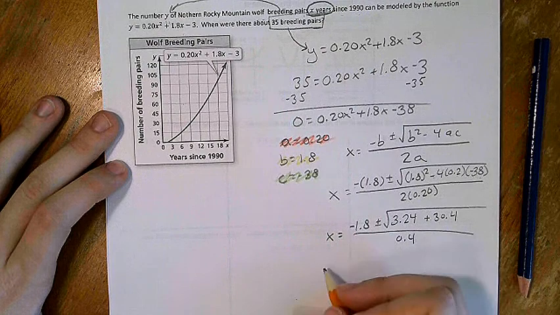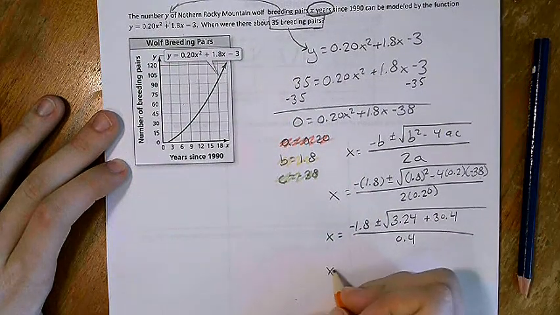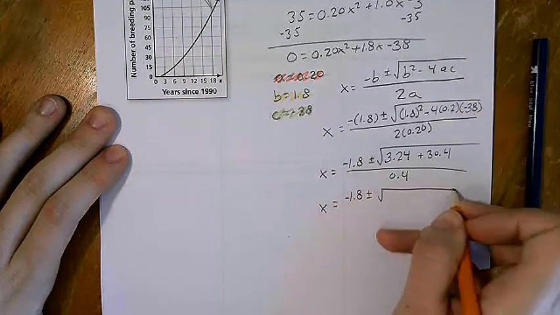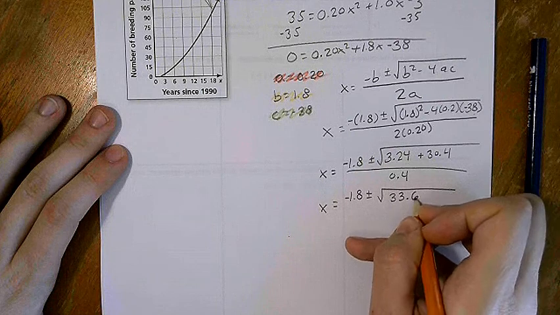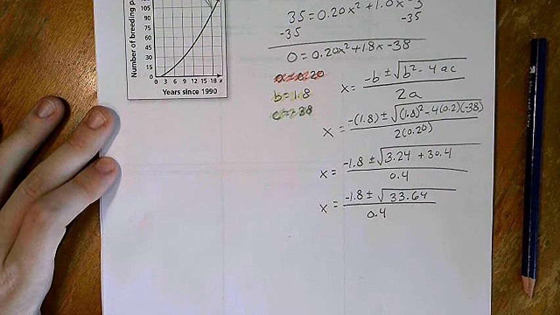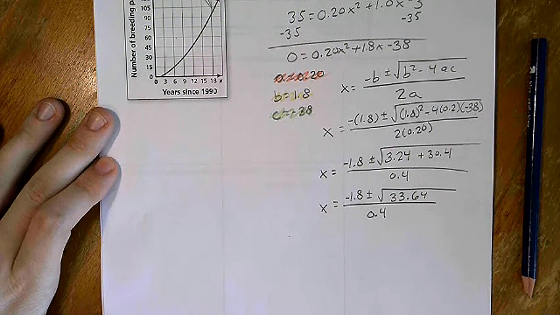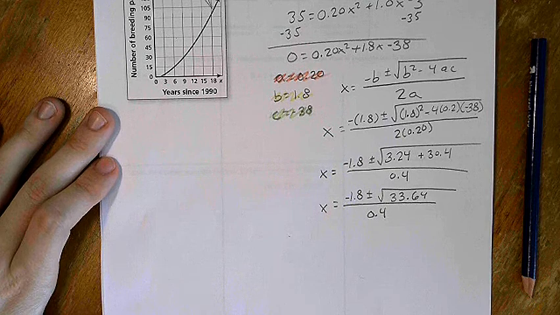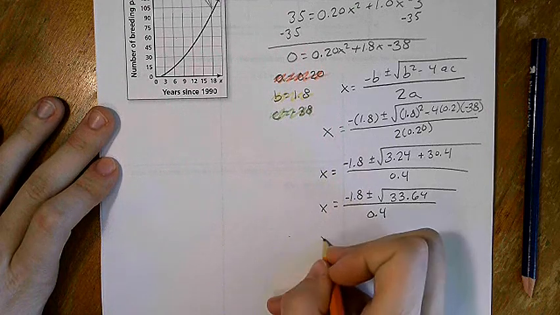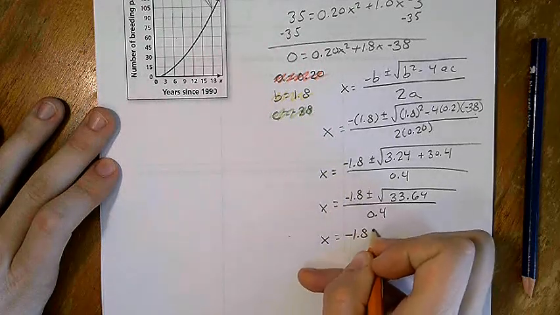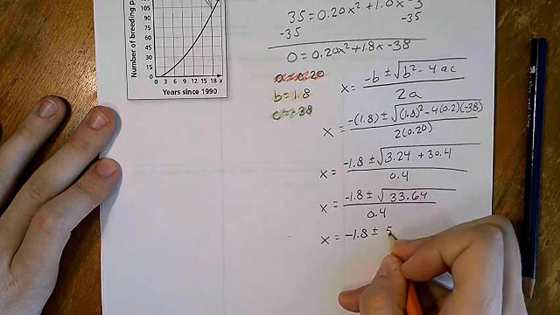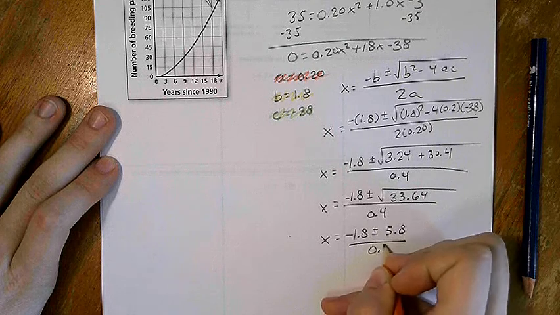Now I can combine inside my radical, and we get x equals negative 1.8 plus or minus the square root of 33.64, divided by 0.4. This is where you really have to have a calculator, because I have no idea what the square root of 33.64 is off the top of my head. So we should get x equals negative 1.8 plus or minus the square root of 33.64, which should be about 5.8, divided by 0.4.